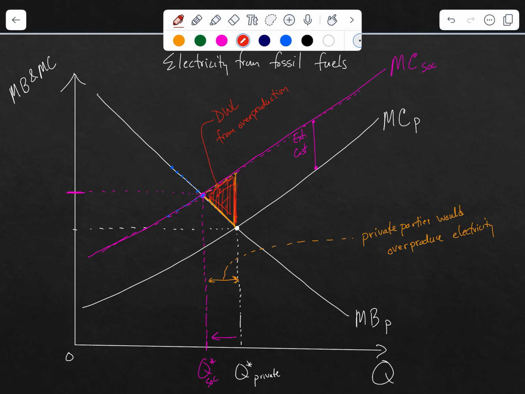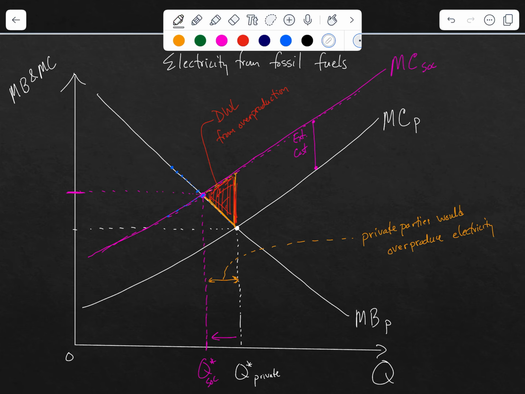So there you go. And that, in a nutshell, is the graph that shows a negative externality, right? Because we're splitting out the cost. There's a private marginal cost and a social marginal cost. And you can see that because Q star private is greater than Q star social, there's an issue with overproduction and an associated deadweight loss. So there you go, negative externality.